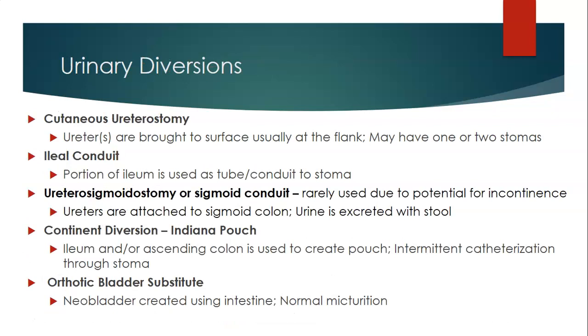Urinary diversions. So this goes back to your student learning outcomes. These are some of the things that I want you to be able to identify. We have the cutaneous ureterostomy. This is where the ureters are brought to the surface, usually at the flank. Might have one or two stomas.